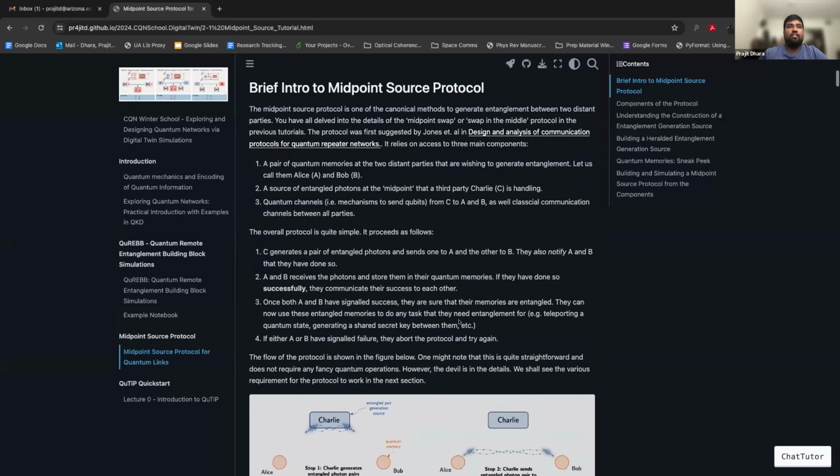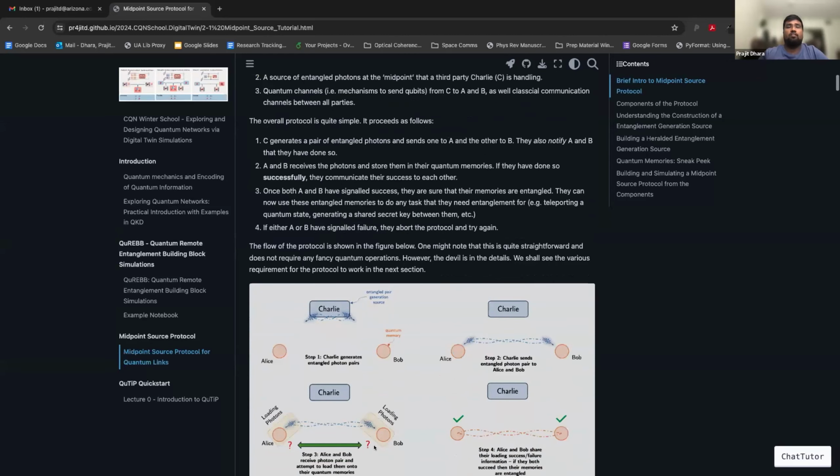Charlie will generate a pair of entangled photons, as shown by this diagram over here. It sends one half of the entangled pair to Alice, the other to Bob. They also notify Alice and Bob that they have done so. Alice and Bob will then receive the photons and store them in their quantum memories. And then once they are sure that they have been able to store their photons successfully, they communicate whether they did so to each other.